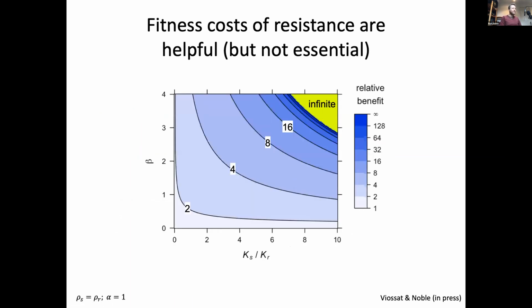And if we look at two of those factors, the competition coefficient beta and the ratio of the two carrying capacities, in the baseline case both of these are equal to 1, and we get modest improvements from adaptive therapy versus MTD. But if we're able to increase both of these, and in particular the competition parameter, so that sensitive cells inhibit resistant cells more than resistant cells inhibit each other, then we can get better and better outcomes from adaptive therapy compared to MTD. And if these parameters are large enough, then we can even get infinite benefit. This means that the tumor can be controlled indefinitely.